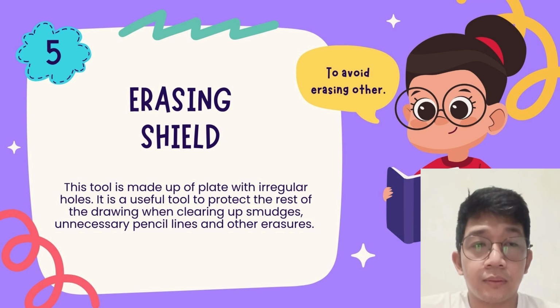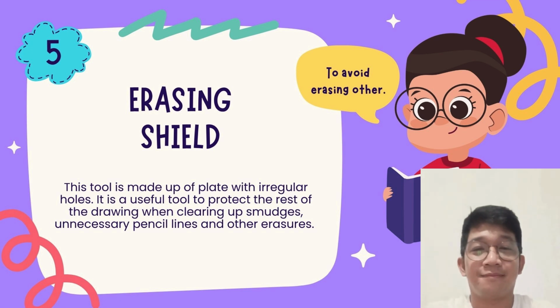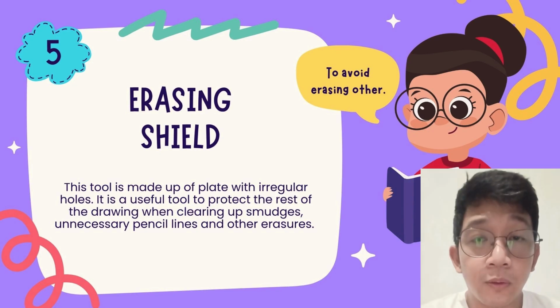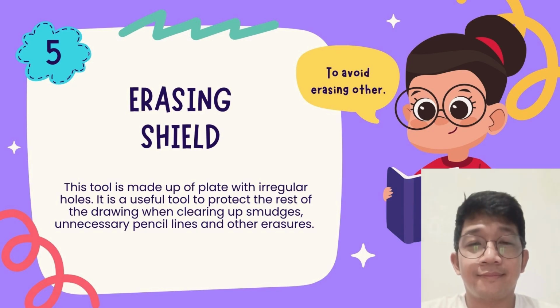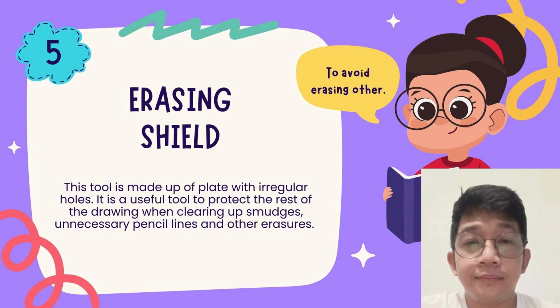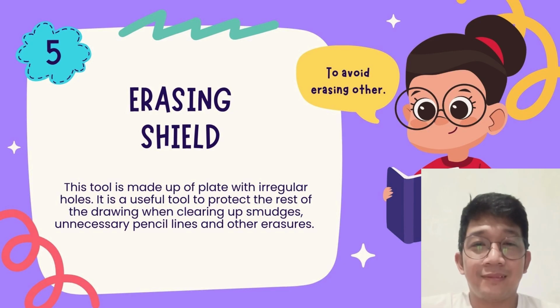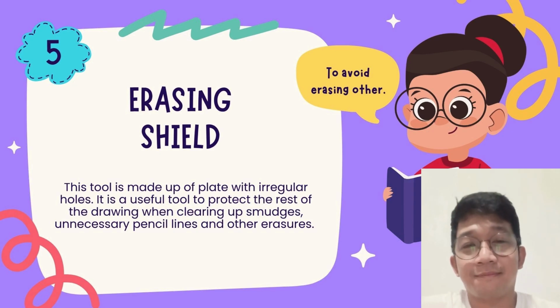In drafting or technical drawing, precision is very important, and even a small mistake can affect the accuracy of the whole plan. The erasing shield allows you to correct errors neatly and maintain the clarity of your work. It also prevents the paper from wearing out or becoming messy from excessive erasing. In short, using an erasing shield ensures clean, accurate, and professional-looking drawings.